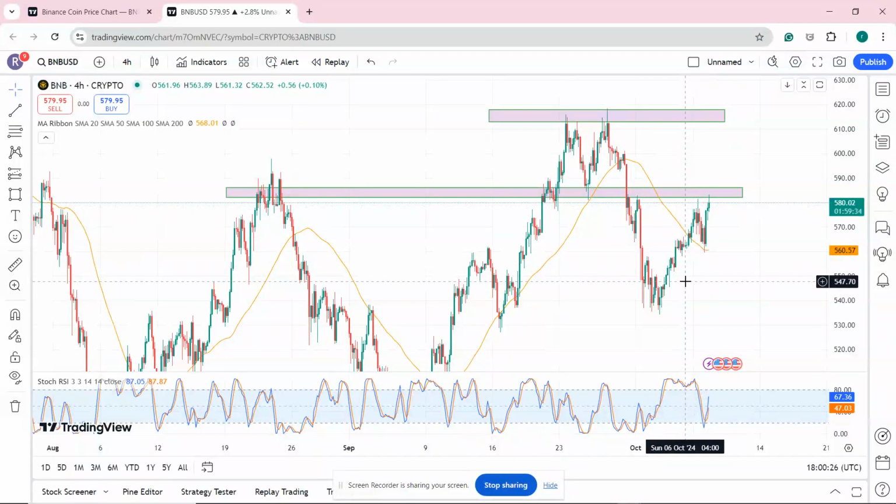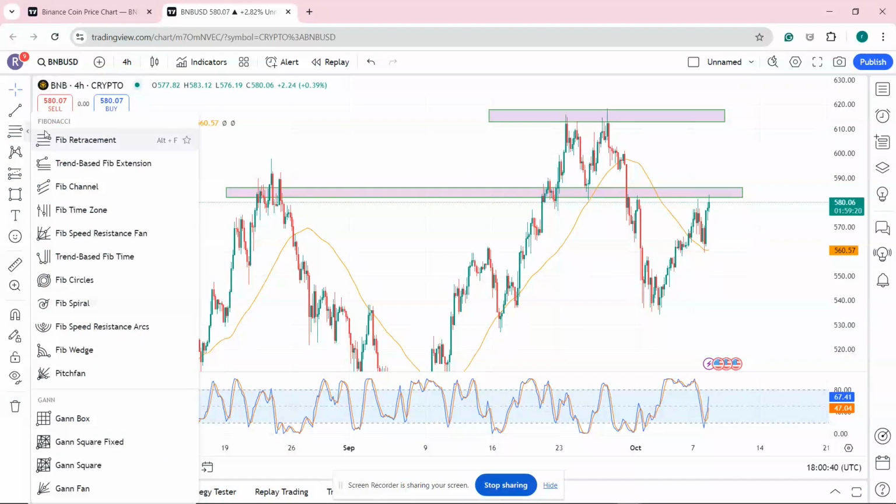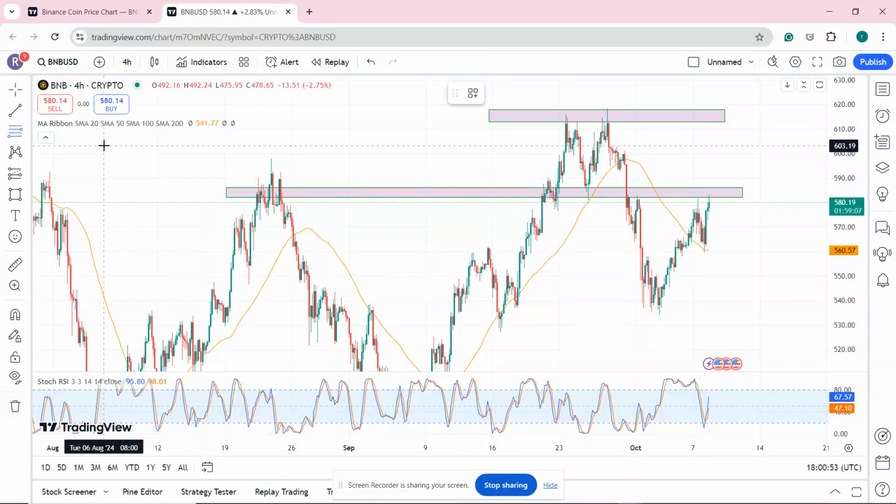So now, what do you do if you want to trade these pullbacks? Let's see what we can do. First, you come to this place. I think they write fib and something there, the third icon around this level. You will see fib retracement, also known as Fibonacci retracement. When you click on it, let me first teach you how to use it.